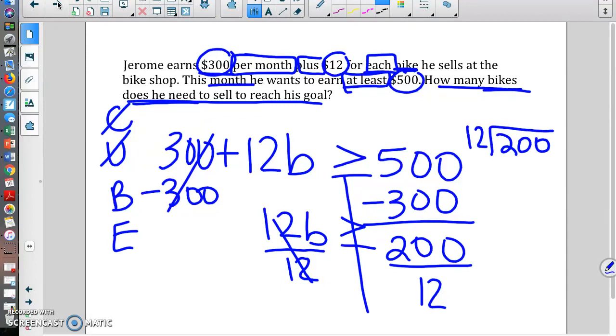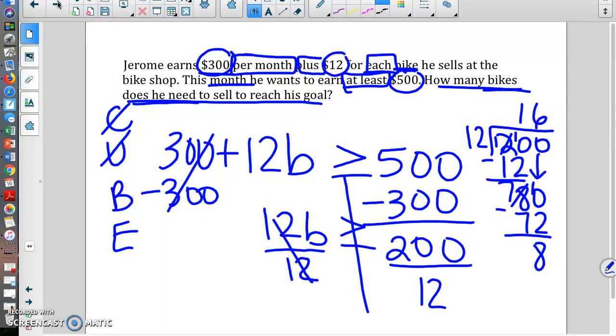12 can't go into 2, but it can go into 20 one time. You'll have 8 left over. Bring down your 0. 12 goes into 80 6 times, which is 72. So you get 8 again, and then put your decimal point. What's going to happen is you're going to keep getting 80, and you're going to subtract 72, and so on. So that will be 0.6 repeating.